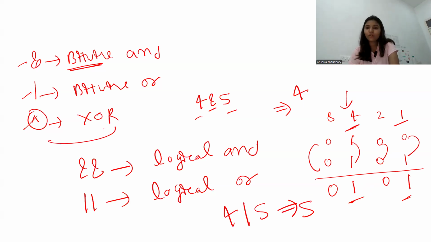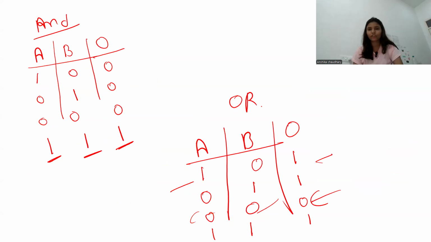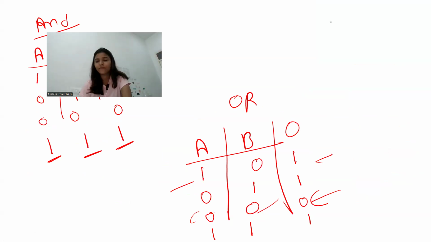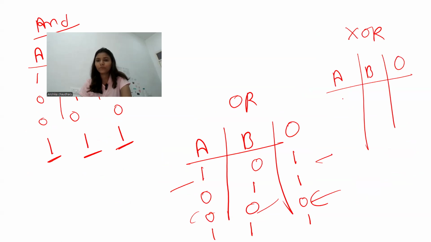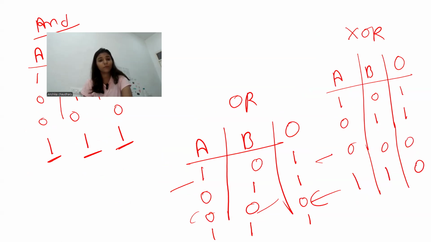Now let me discuss XOR. What is XOR? Let me share the truth table. Again, suppose I need to take 4 XOR 5. What will be the answer? I'm making the truth table here for XOR. This is A, this is B, and this is our output. If A is 1, B is 0, the output will be 1. If A is 0, B is 1, the output will be 1. If both are 0, the output will be 0. If both are 1, the output will be 0 again.